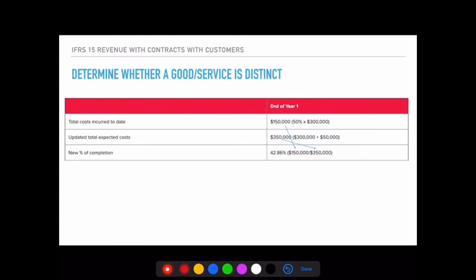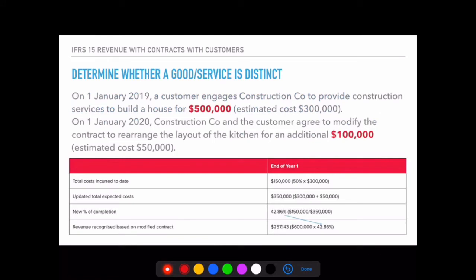So we divide the $150,000 that they already incurred by the new total cost of $350,000, and the new percentage is now 42.86%. Using the new percentage, the new revenue recognized is $257,143, which comes from multiplying the percentage by the total transaction price of $600,000. $500,000 for building the house plus the additional $100,000.